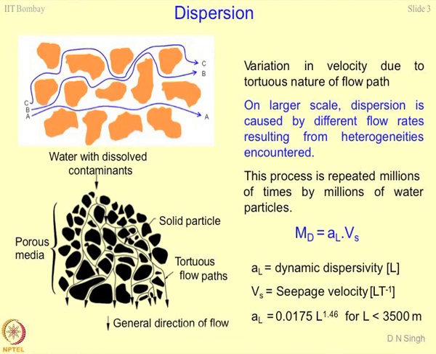This is how the porous media is being depicted. You have solid particles, they could be semi-solid also, they could be porous, they could be whatever. Then you have a lot of tortuous flows taking place and then there is some general flow direction. This is nothing but the discharge and this part is nothing but the seepage. So, you think of a system where seepage velocities are predominant as compared to the discharge velocities. What is going to happen in this type of systems? Dispersion is going to be much more.